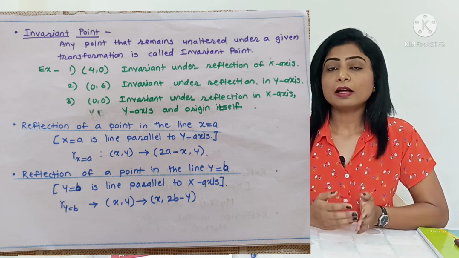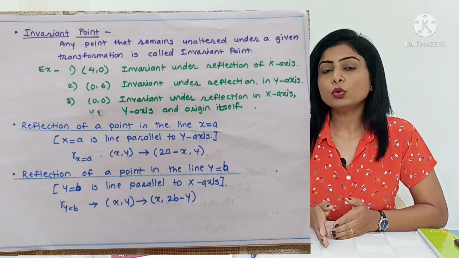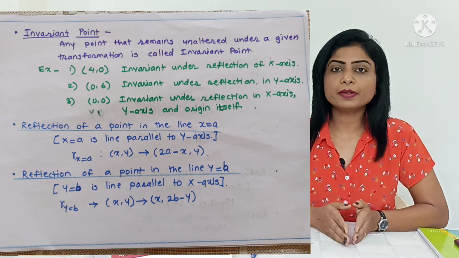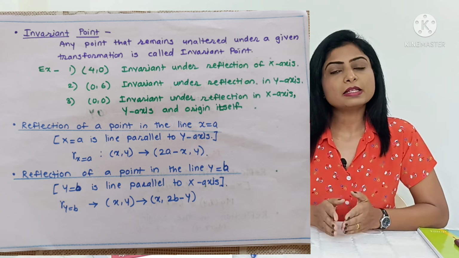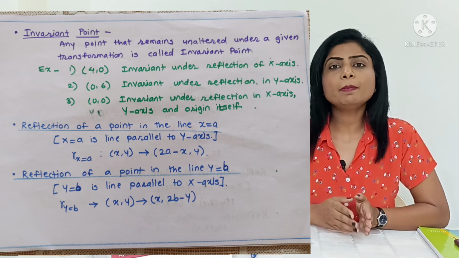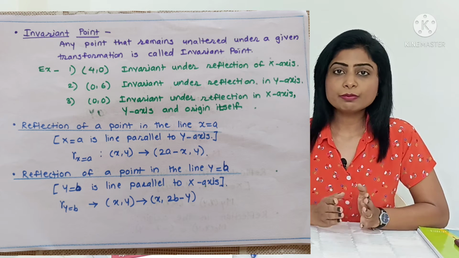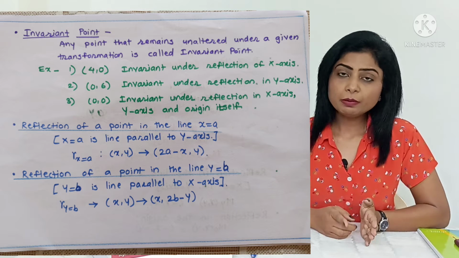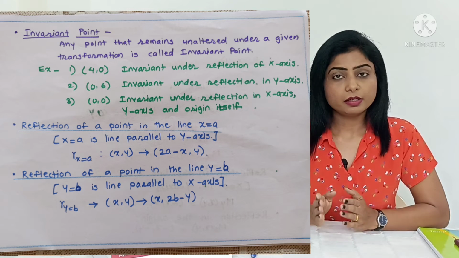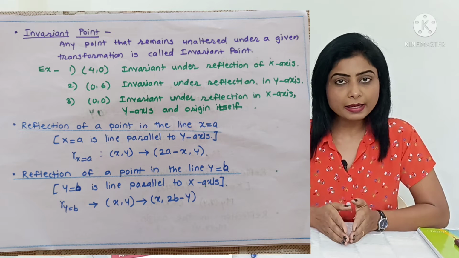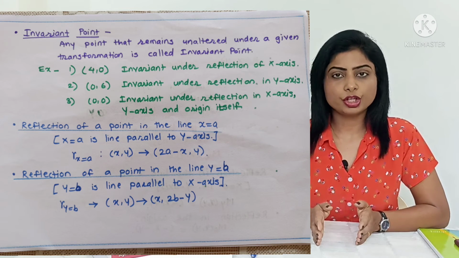Now the next terms are the reflection in x equal to a. Now x equal to 0 represents your y axis. So obviously x equal to a is the line which will be parallel to your y axis, right? So in this case the transformation will be, x will be changing and y will be unaltered because the line is parallel to the y axis. So it will be (2a - x, y) and y will be unchanged.